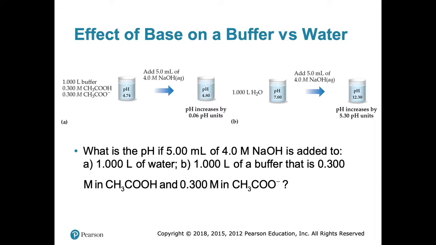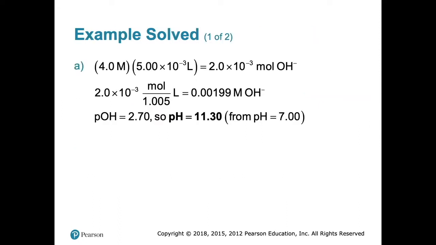Good stuff, right? So I can show you now how these calculations are done. Here we have our 5 mils of water, times the 4 molar, which gives you this number of moles of sodium hydroxide. Then you have to get the total volume, so it's the 1 liter plus the 5 mils. Divide the moles by that, and you get the new molarity, which is 0.00199 molar sodium hydroxide, right?